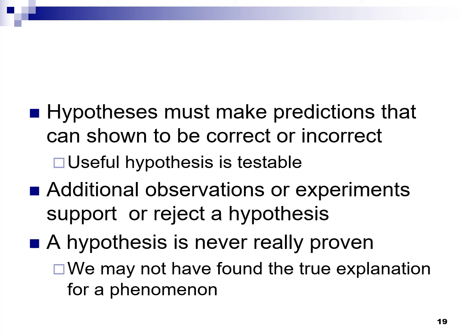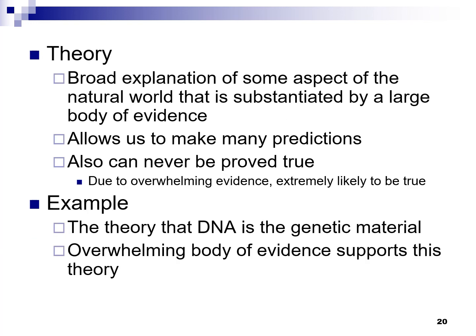A hypothesis is never really proven. We never say the word prove in science. We may never have found the true explanation for a phenomenon. And I'll talk a little bit more about that when we get to the theory. So a theory is a broad explanation of some aspect of the natural world. It allows us to make predictions. Also, it can never be proven true. But due to overwhelming evidence, it's extremely likely to be true.